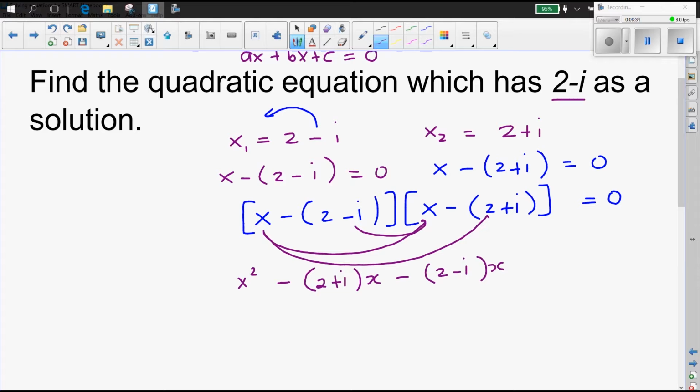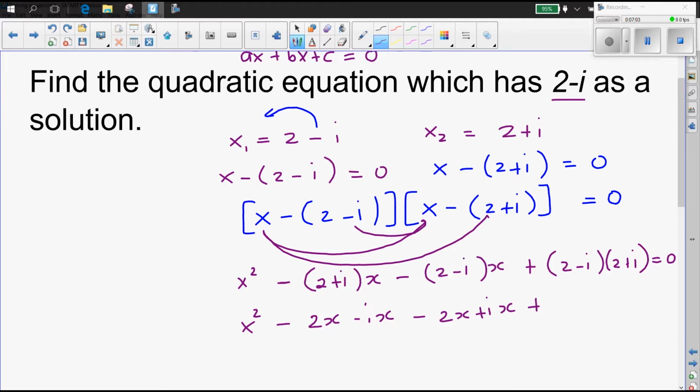I multiply my last term, so it's going to give me plus (2 minus i) times (2 plus i), and this must equal 0. Now we're going to remove the brackets, so we need to simplify. So we have x squared minus 2x minus ix minus 2x plus ix. We need to multiply these two complex numbers, and we see that they are a difference of squares.